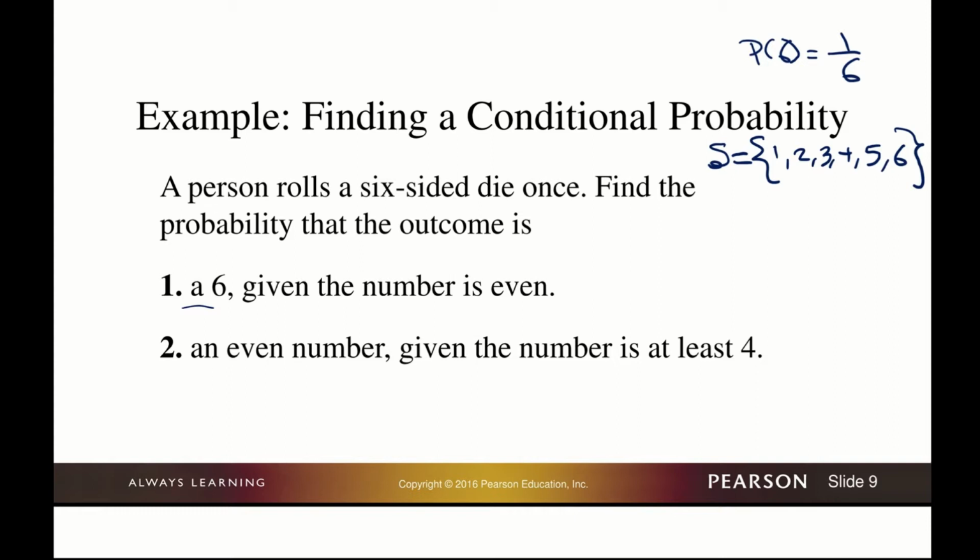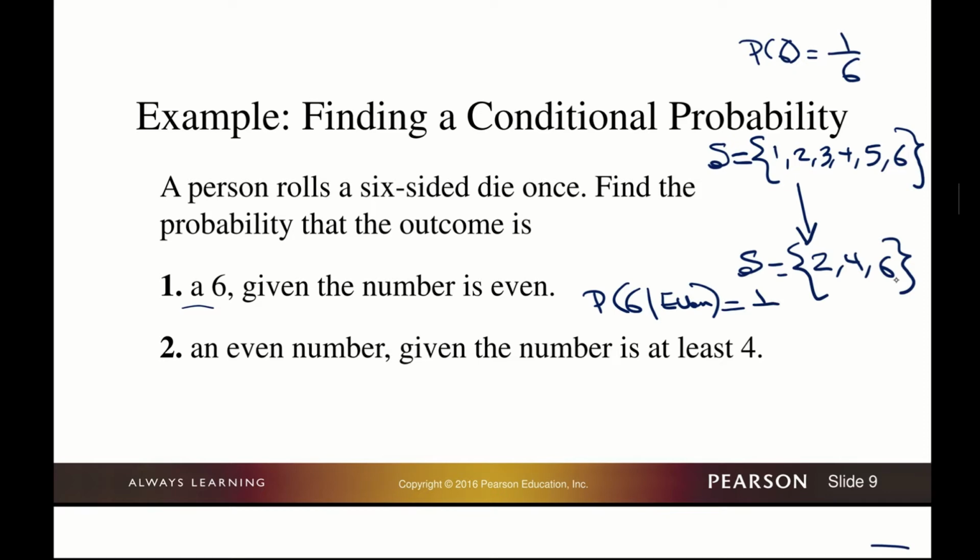Well, now remember, you're going to be reducing that sample size. So the new sample space is only going to contain the 3 even numbers, namely 2, 4, and 6. Therefore, the probability of 6 given that an even number has come up will just be 1 out of 3 outcomes.